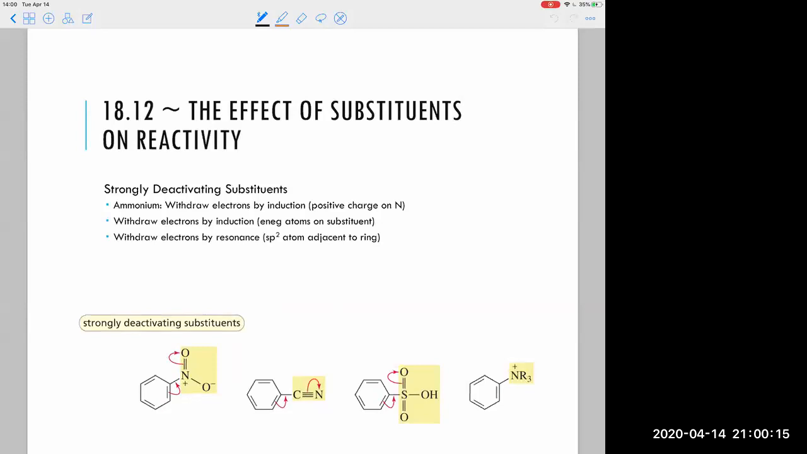Strongly deactivating groups are going to be the nitro group, right? So both the nitro and our sulfonium group here, both of those. First of all, we learned how we can create these two compounds here. We sort of reviewed it at the very beginning. Those are both strongly deactivating substituents.